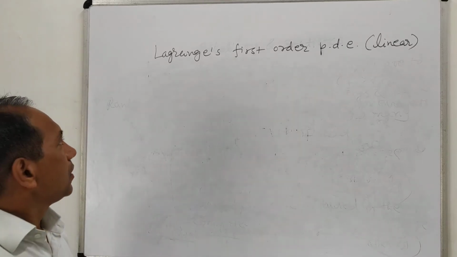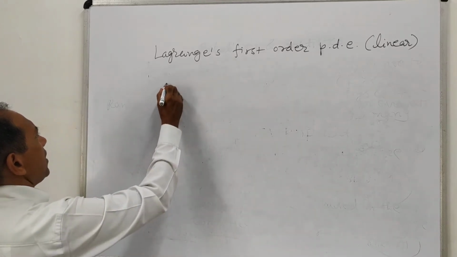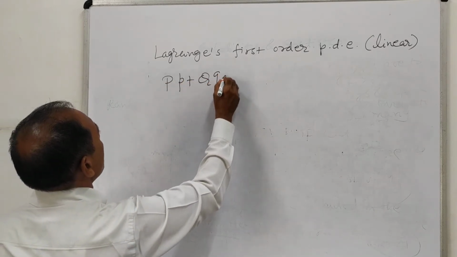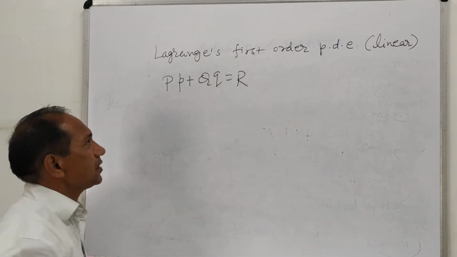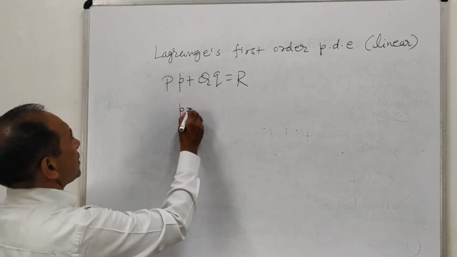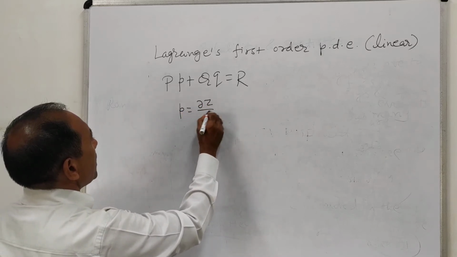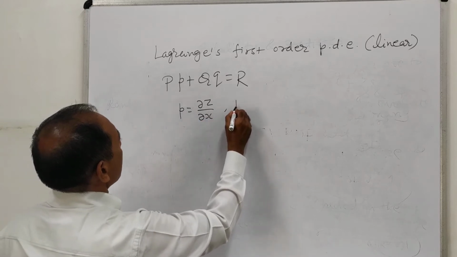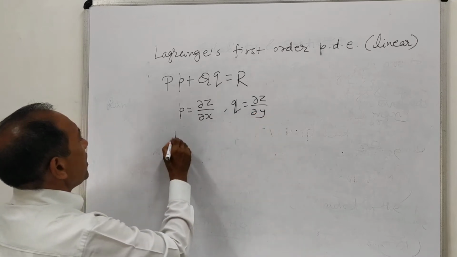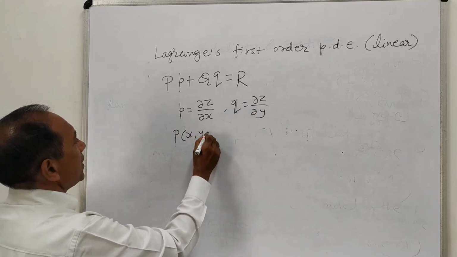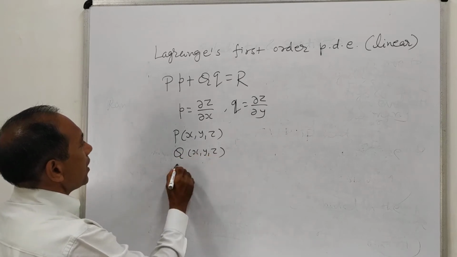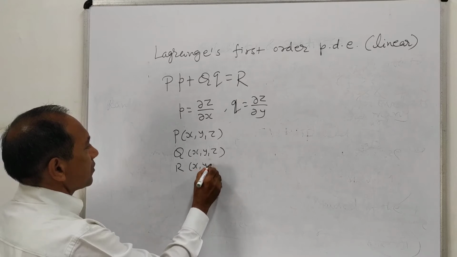So here Lagrange's equation has the special form capital P into small p plus capital Q into small q equal to R. This is known as Lagrange's first order partial differential equation, where, as discussed last time, small p is nothing but del z by del x, small q is nothing but del z by del y, and capital P is a function of x, y, z, capital Q is also a function of x, y, z, and R is also a function of x, y, and z.